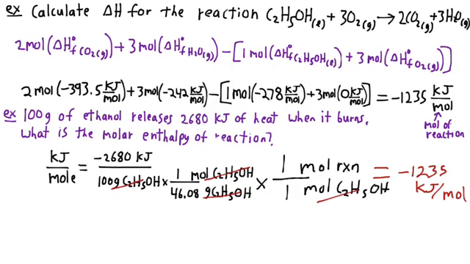And again, with sig figs, we should still be using 3 sig figs. Actually, on this one, I should have 1 sig fig. Sorry for not having the sig figs right on this one. 1 sig fig from this number. So I would round just to negative 1,000 kilojoules per mole.